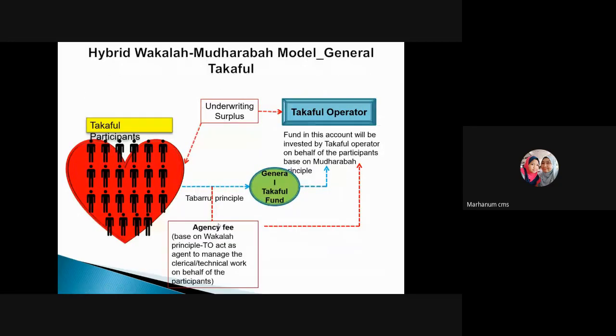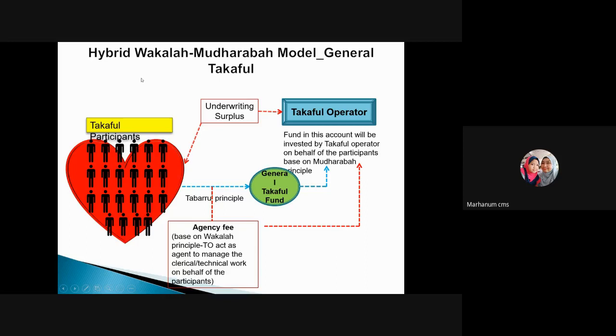Okay, now hybrid wakalah and mudarabah, where there is a wakalah element of agency and a mudarabah element of investment. Basically, even in wakalah models there is an investment element because the takaful operator usually will make investment. But which part do they want to stress? If wakalah and mudarabah model, basically they want to stress the agency and the mudarabah, the investment part.